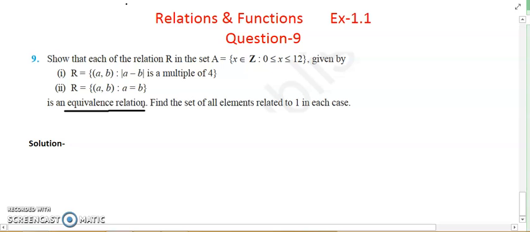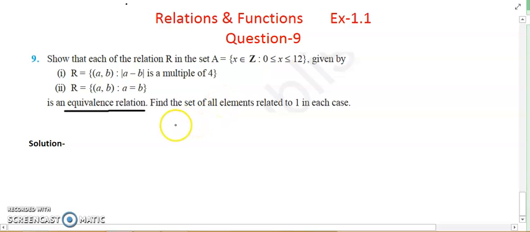So our question is, show that each of the relations in the set A equal to x belongs to Z such that x is greater than or equal to 0 and less than or equal to 12, given by R equal to (a, b) such that the modulus of a minus b is a multiple of 4, is an equivalence relation, and find the set of all elements related to 1 in each case.